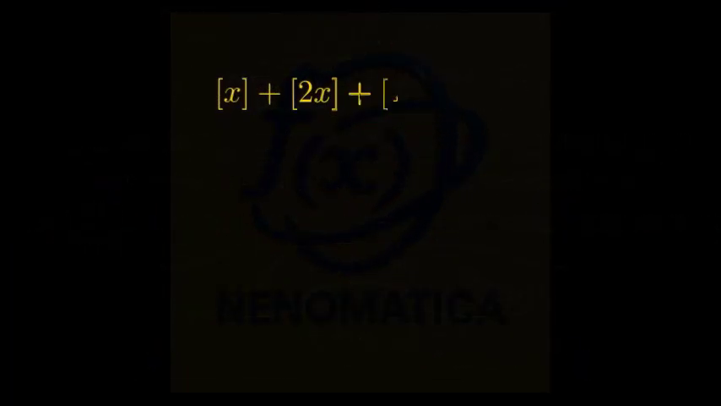In this lesson, we will solve the floor equation floor of x plus floor of 2x plus floor of 4x equals 15. We'll follow a clear algorithm using the integer and fractional parts of x. Here is the problem statement. We will work step by step, keeping the narration perfectly aligned with the visuals on screen.